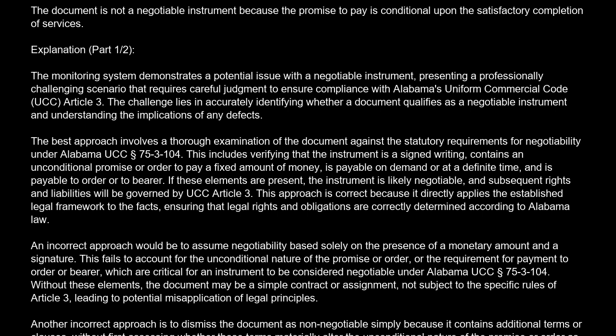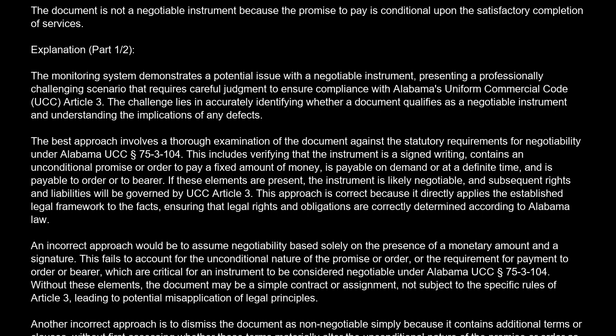An incorrect approach would be to assume negotiability based solely on the presence of a monetary amount and a signature. This fails to account for the unconditional nature of the promise or order, or the requirement for payment to order or bearer, which are critical for an instrument to be considered negotiable under Alabama UCC Section 75-3-104. Without these elements, the document may be a simple contract or assignment, not subject to the specific rules of Article 3, leading to potential misapplication of legal principles.